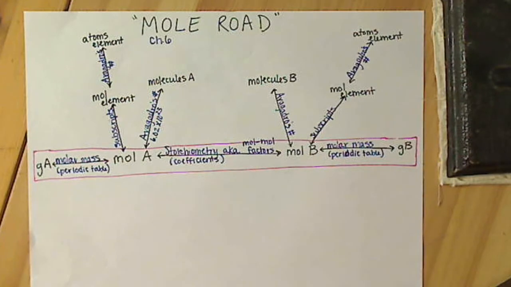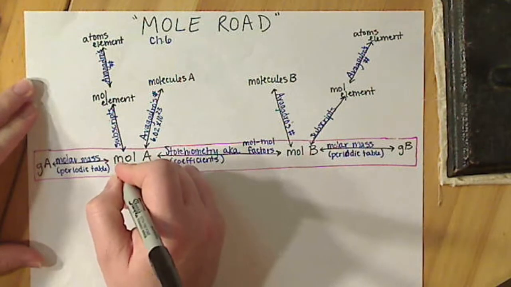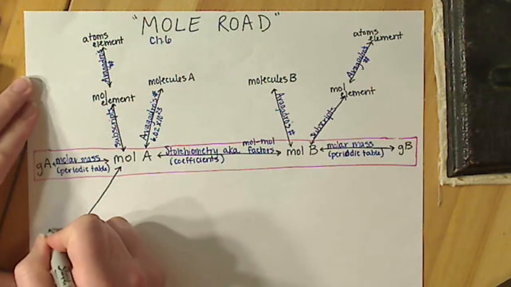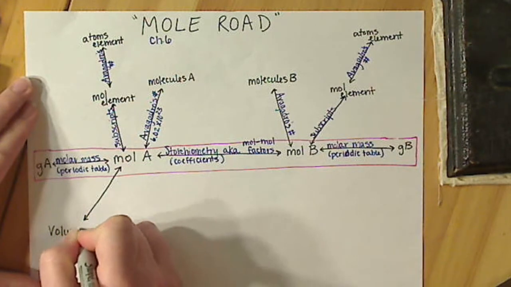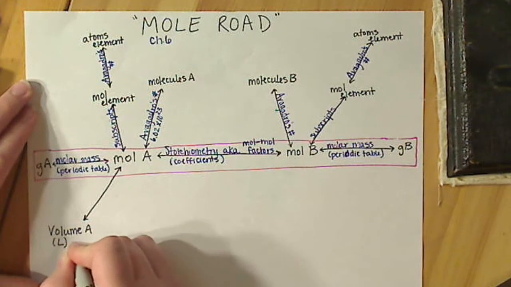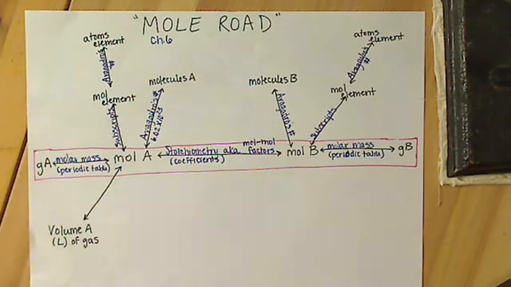Now in chapter 7, we have two more pathways that we can take. So in order to get to moles of A, if we're dealing with a gas, we can start with the volume of A. In other words, this is going to be a volume in liters, and it has to be a gas, because the ideal gas equation has it right in there. We can't apply this to liquids or solids. We'll learn different ways to do that in chapter 8.